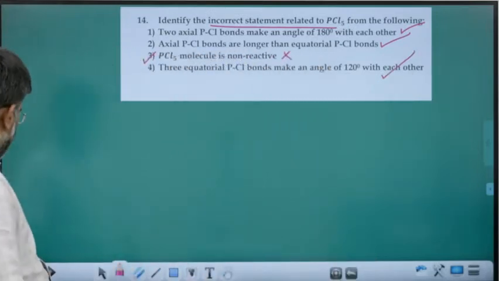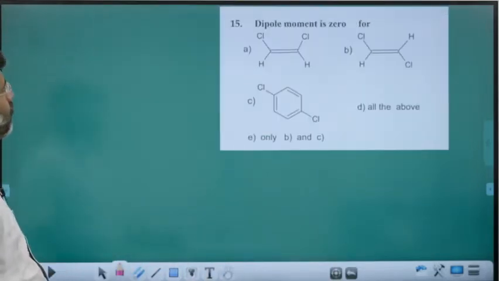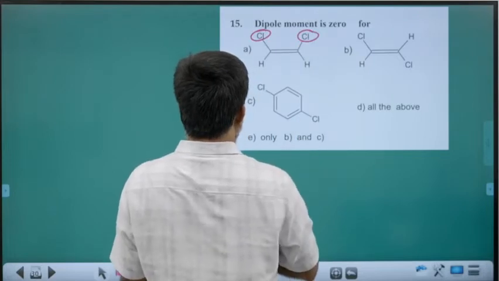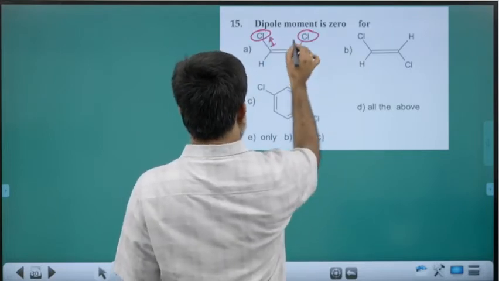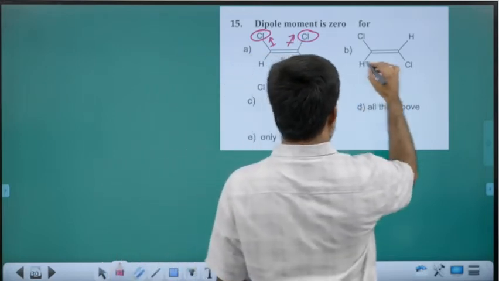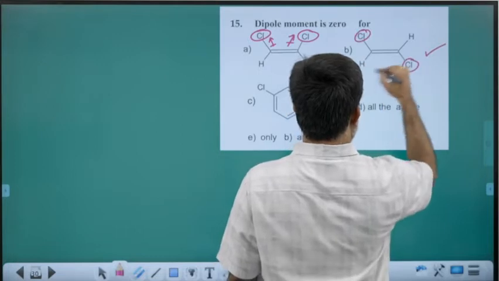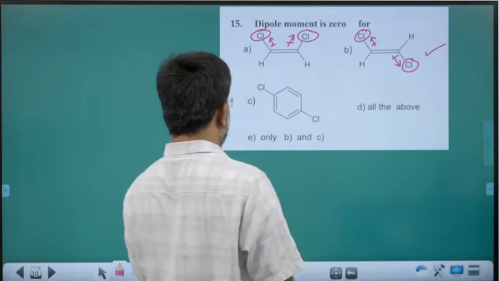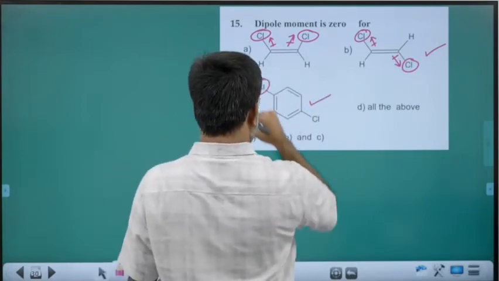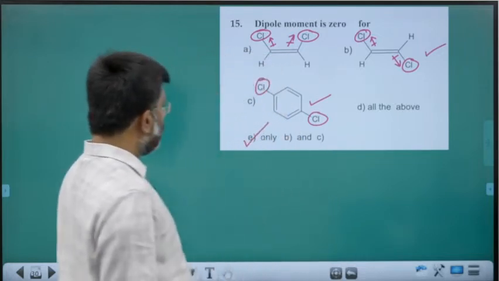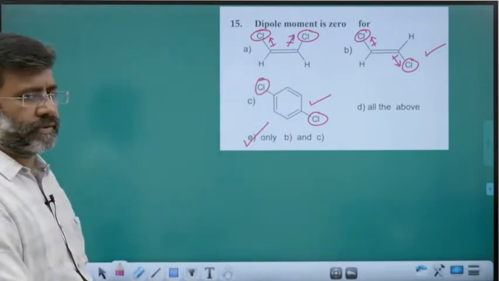Next one. Dipole moment 0. Here it is not 0 because the chlorines are in cis position. So the polarity goes in this direction and in that direction, not 0. And this is 0. Here you have chlorine in this direction and this direction, mutually cancelled. And this is also 0 because the chlorines are opposite. The answer is B and C, option E. That is the correct answer.